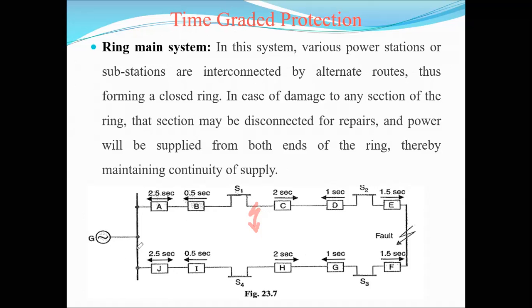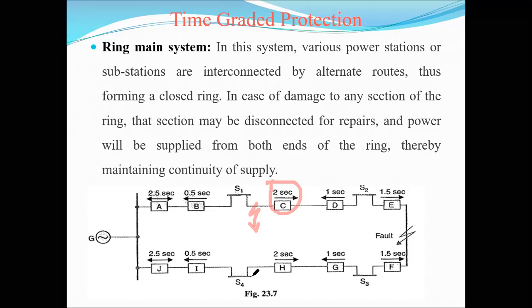After that, the current will be crossing from the other feeder, that is J, I, S4, H, G, S3, F, and also E, and also D. Only the C relay coil will be operated at that faulty condition. Only the C relay coil will be operated at that condition. Okay.